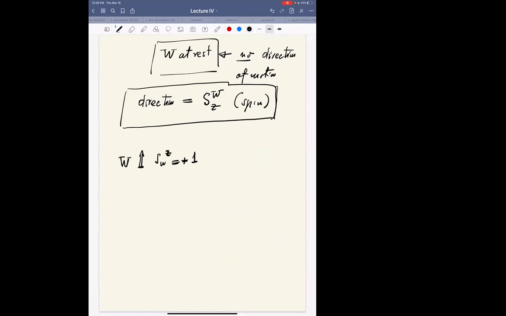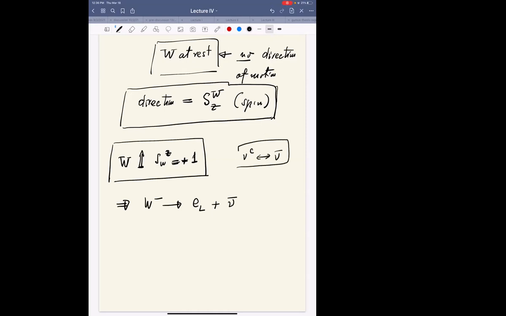So the next step to do is to compute W decay. It decays, say, into a left-handed electron plus, sometimes you write nu^c. I will often write nu bar, just a way of simplifying my writing. In the books, people often write nu bar. This is how W minus decays.